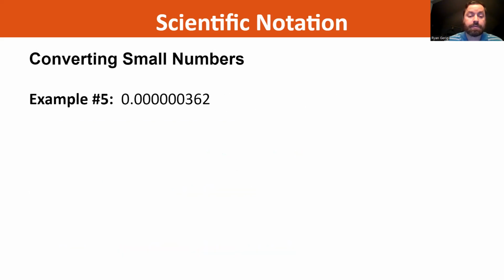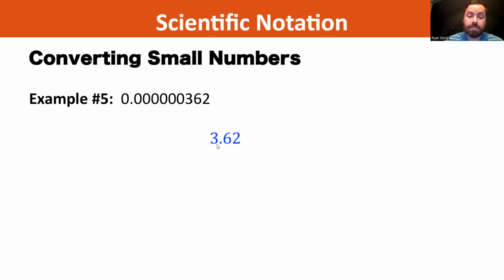You could also convert small numbers. So right now the decimal's way over here, you can see it. I want it to be between the 3 and the 6. So I'm going to put it there. Now, how many times did I move the decimal? 1, 2, 3, 4, 5, 6, 7. I moved it 7 times. Now I moved to the right.